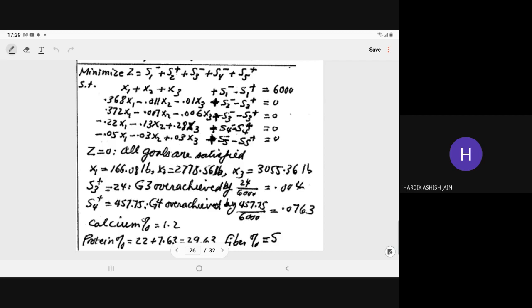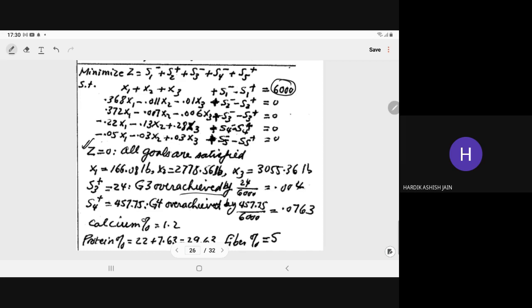So that you have to specify, subject to the following constraints. We have the solution of this, 6000. In the question I have made a correction. So here again by the weight method it is coming z is equal to 0, specifying that all goals are satisfied, and x is equal to, the three ingredient components, x1 is 166.08 pound, x2 is equal to 2778.56 pound, and x3 is equal to 3055.36 pound.